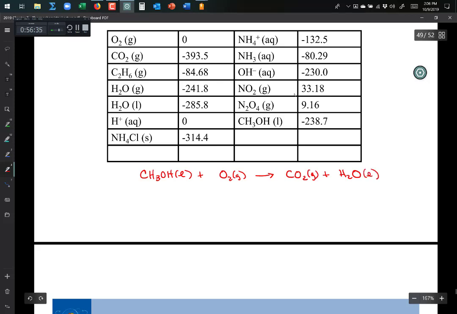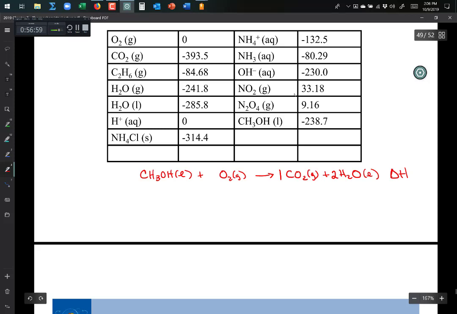Because heats of combustion are typically to the liquid form of water. And we want to calculate delta H for this. So first thing I have to do is balance the reaction. So I have one carbon dioxide because I have CH3OH plus O2, right? And I have one carbon. How many hydrogen should I need? 4, yeah. So 2 goes in front of the H2O.